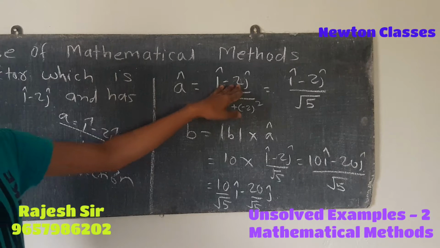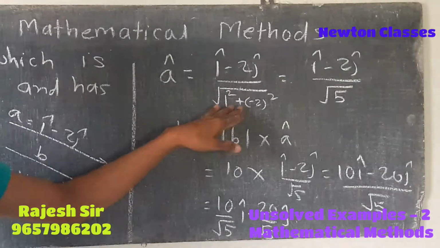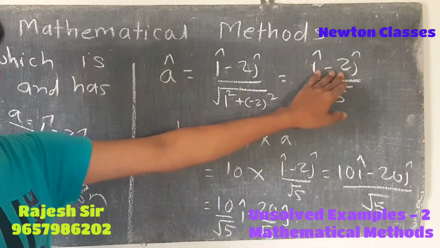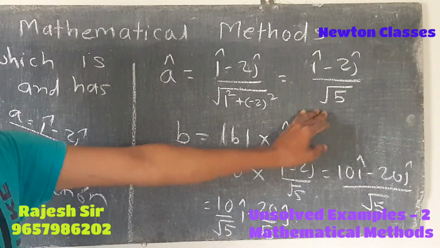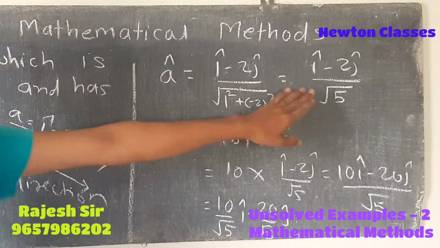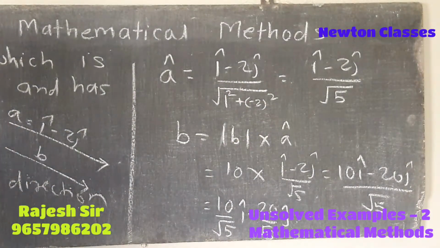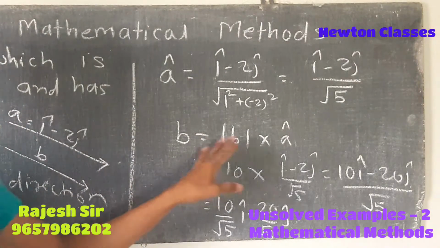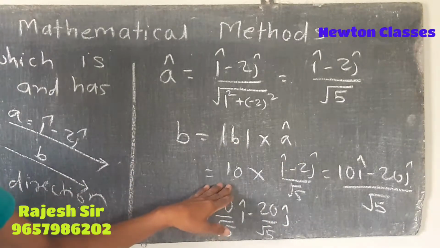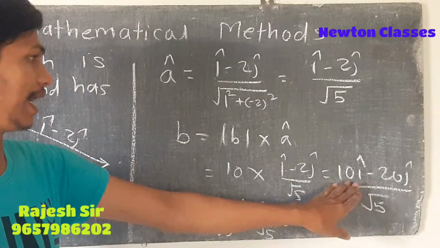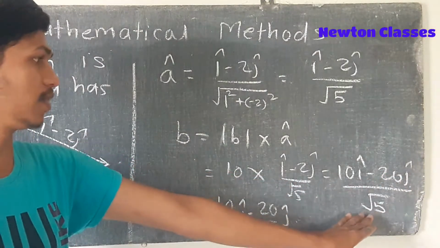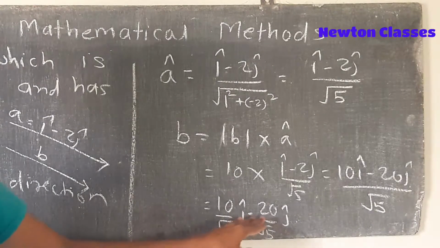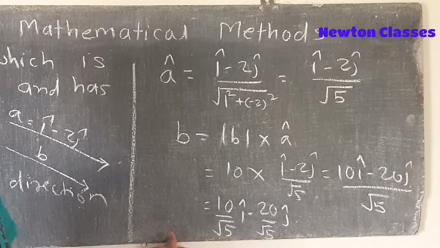The given vector is i cap minus 2 j cap divided by under root of 1 square plus minus 2 square, which gives i cap minus 2 j cap divided by root 5. Now this is the unit vector in the direction of A. Now we have to obtain the parallel vector which has magnitude 10, which is equal to this vector multiplied by 10, which gives 10 i cap minus 20 j cap divided by root 5, which can be written as 10 divided by root 5 i cap minus 20 divided by root 5 j cap. So this is the required vector.